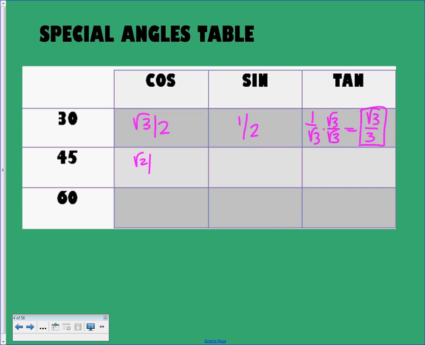For 45, we had the square root of 2 over 2 for both sine and cosine, and then the tangent came out to be 1. Cosine of 60 was 1/2. Square root of 3 over 2 was the sine, and then the square root of 3 was the tangent. This table will be memorized. It will make your life much easier if you start committing this to memory.